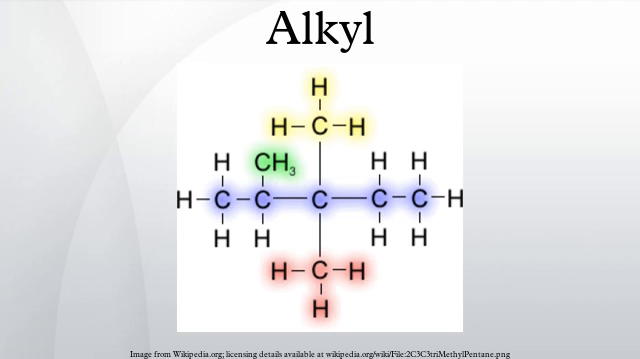If one of the methyl groups attached to the third carbon atom were an ethyl group, then the name would become 3-ethyl-2,3-dimethylpentane. Note that, when there are different alkyl groups, they are listed in alphabetical order.